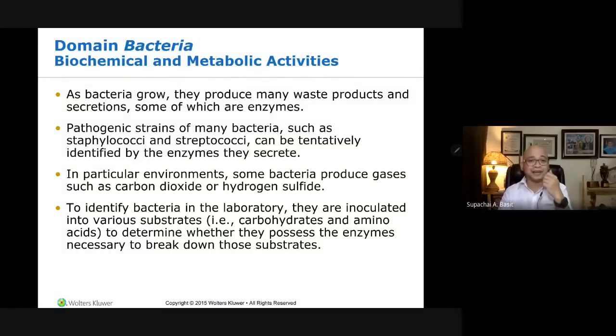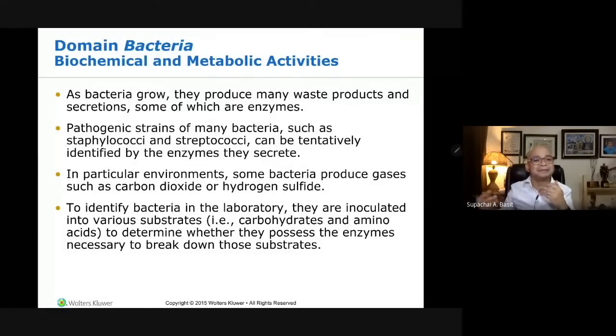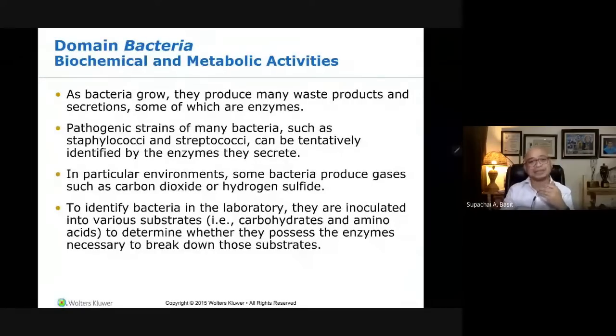In particular environments, some bacteria produce gases such as CO2 or H2S, hydrogen sulfide. So to identify bacteria in the laboratory, they are inoculated in various substrates or biochemical culture media to determine whether they possess the enzymes necessary to break down those substrates.